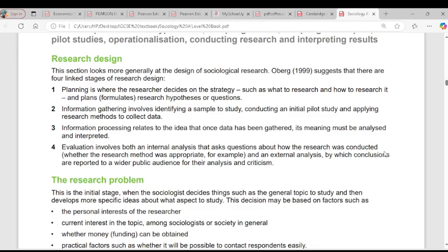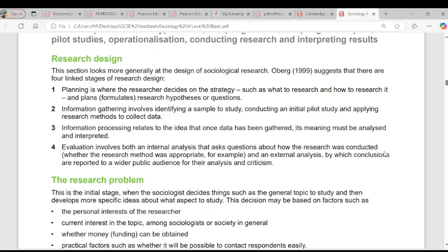The second one is information gathering. For information gathering, I wrote, this involves identifying a sample to study and conducting an initial pilot study, which means who are those population that you want, the targeted population. Then the initial pilot study, which is simply the feasibility study, whether to carry on the research or not. That is pilot study.